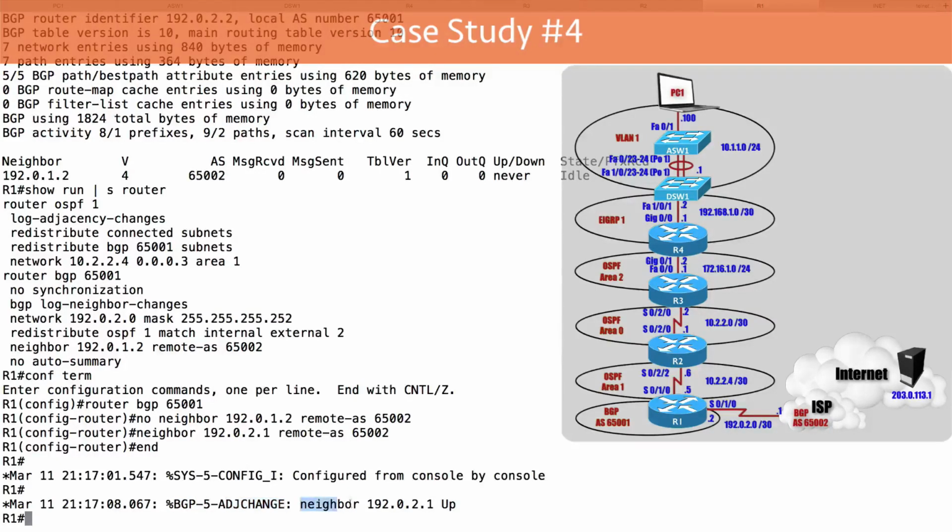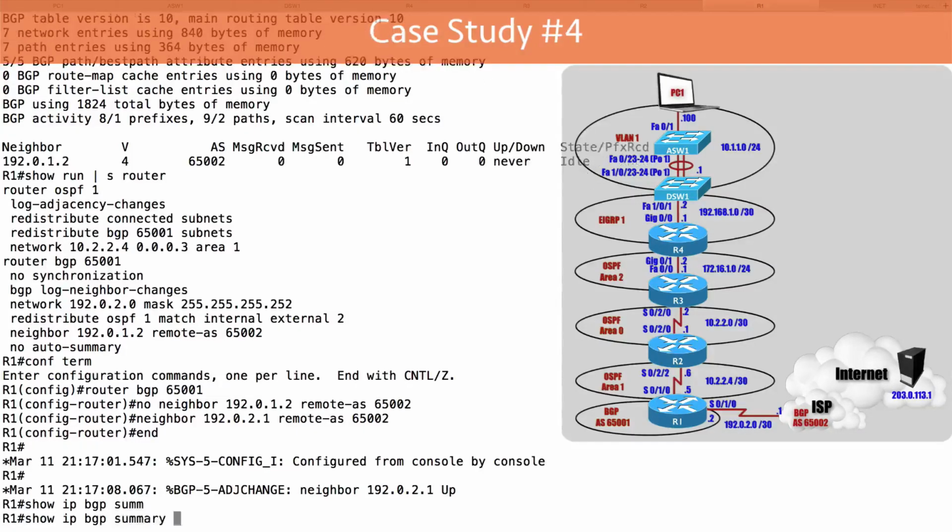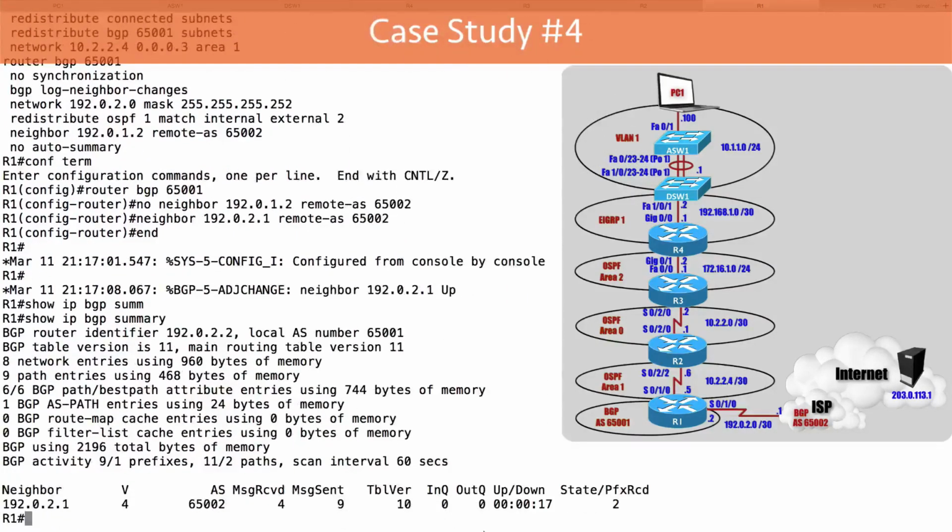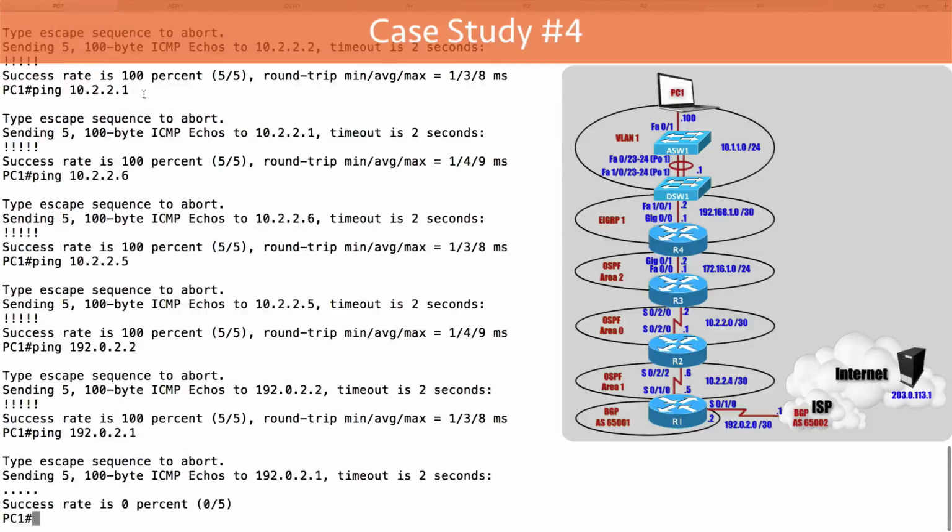We're now a neighbor with 192.0.2.1. We can confirm that by reissuing the show IP BGP summary command. Before, remember, the state was idle. We had not received any prefixes. Now we have received 2 prefixes. Excellent. Let's go back to PC1 and see if we've resolved our reachability issue. Let's once again try to ping 203.0.113.1.